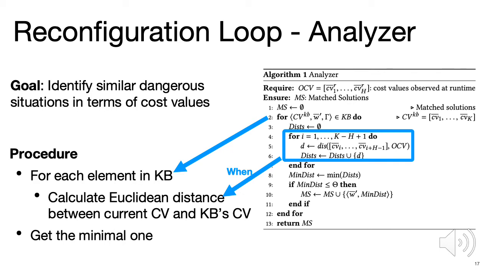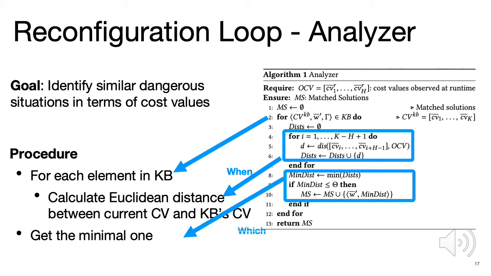And you can see that maybe we can match many solutions, but finally we will get the minimum distance, and the corresponding weights. So this answers which weights we will take.